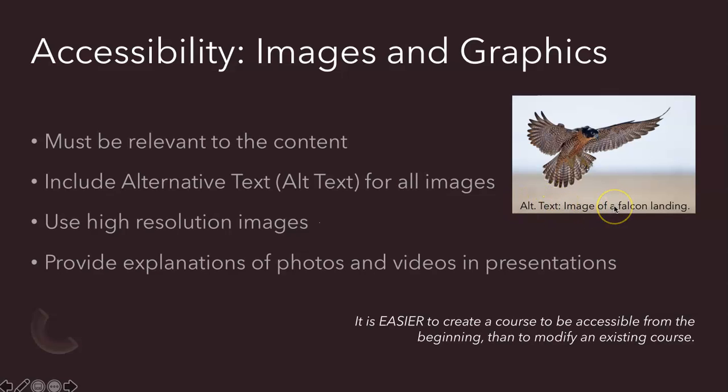What you see in this image is a falcon. I believe it's a peregrine falcon coming in for a landing. So I've used the fonts in the presentation to show you what the alternative text would look like. Basically, when I scroll over an image in my course and it has that alternative text, that will actually come up, and then it allows somebody with a visual impairment using a screen reader to know what is being shown.